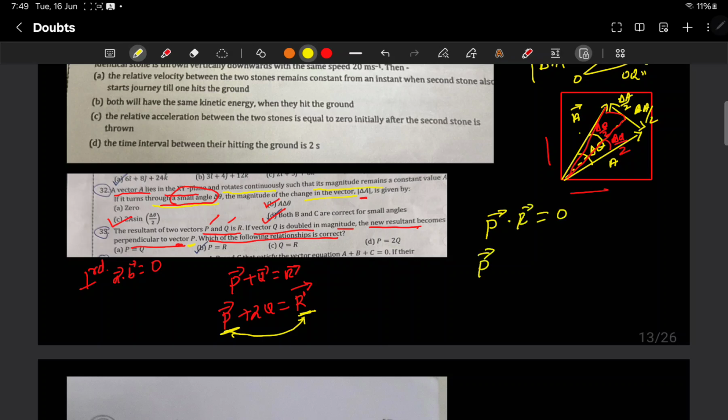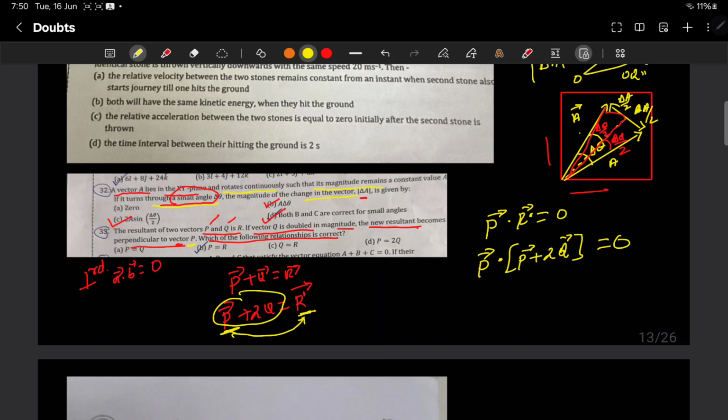நமக்கு என்ன தெரியும்? r vector தான் என்னது? This is your p plus 2q. This is r prime, actually r prime, not r. அப்போ this is p plus 2q. அப்போ p vector dot p vector plus 2q vector. Okay, so this should be equal to 0. This is the tool.